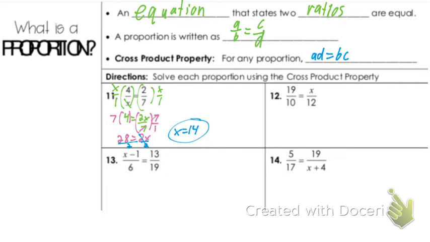So on number 12, 19 over 10 is equal to x over 12. How would we cross multiply that one? 19 times 12. Okay, is what? 220? 228. Yeah. This is what we're talking about. Well, what about this one?